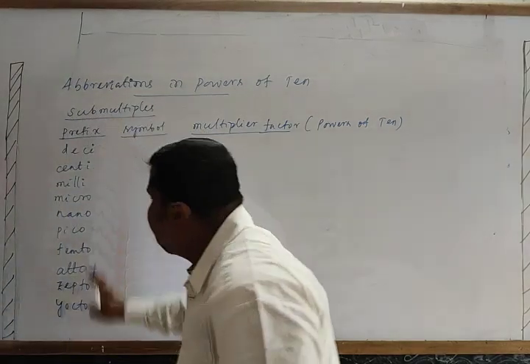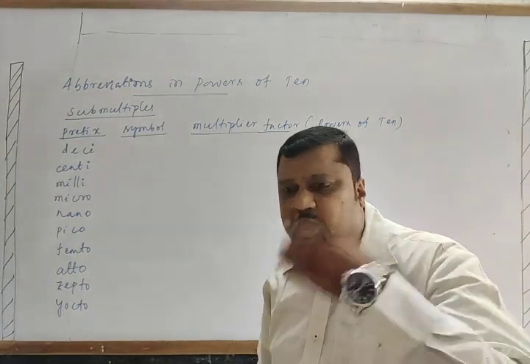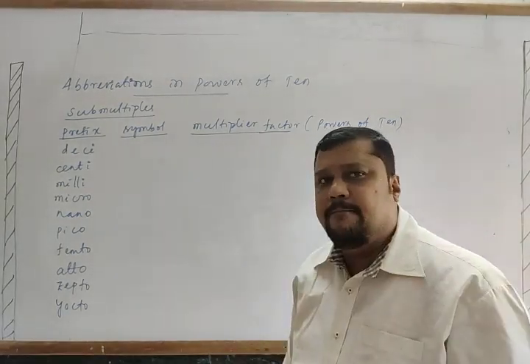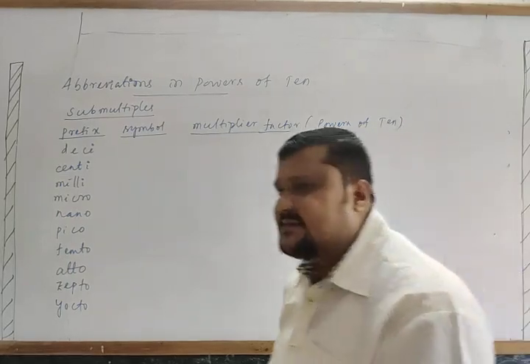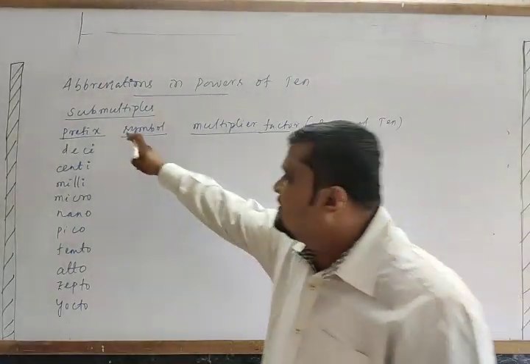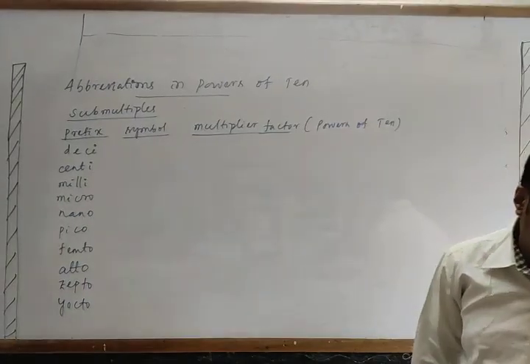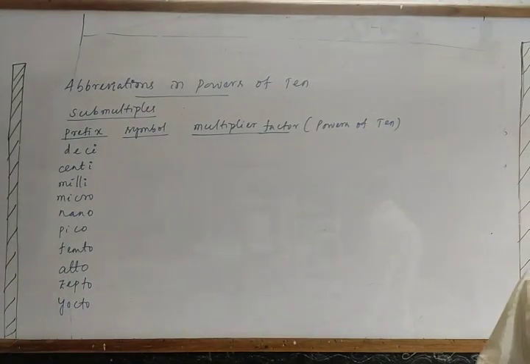So what I said, these are the prefix. It means they should be written before the fundamental unit, right? Like your mass, length, time. Before that we use this prefix. For this we are using symbols like that.